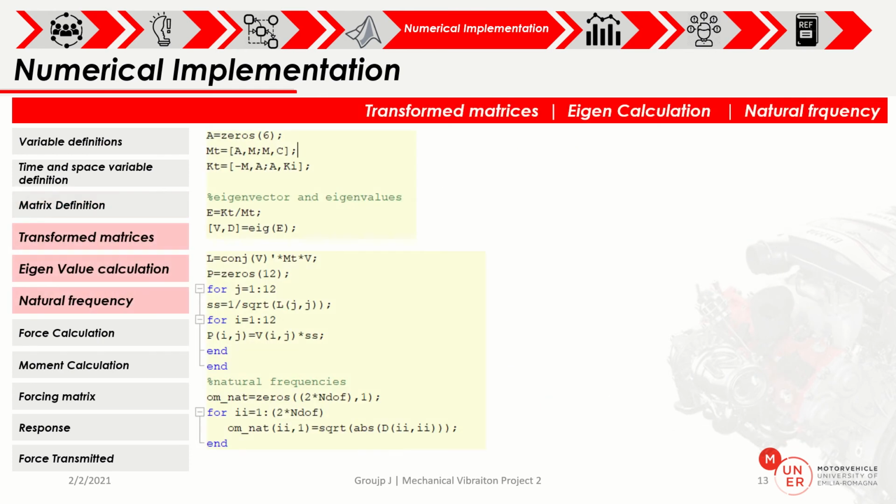As we used generic viscous damping, we define the transition matrices MT and KT. We calculate both eigenvectors V and eigenvalues D using the MATLAB function eig. P represents the modal matrix. Then we calculate the natural frequency of the system using this cycle for.